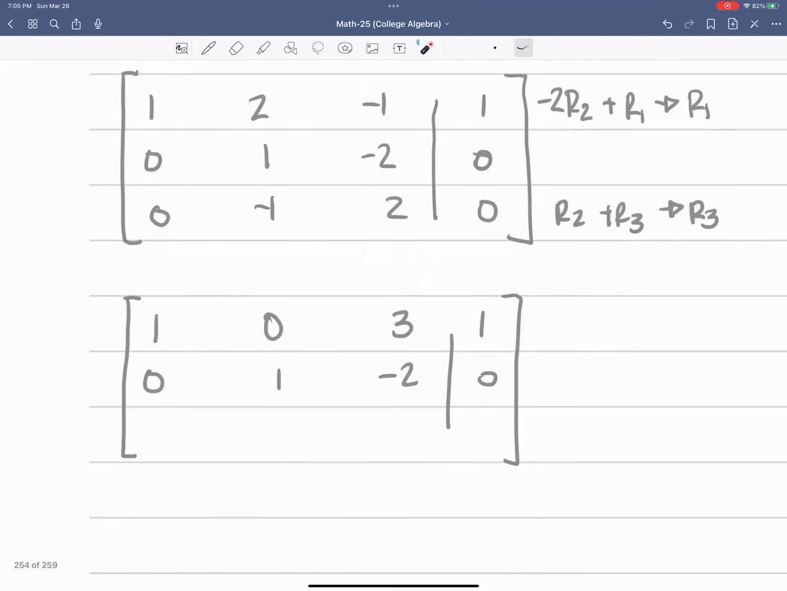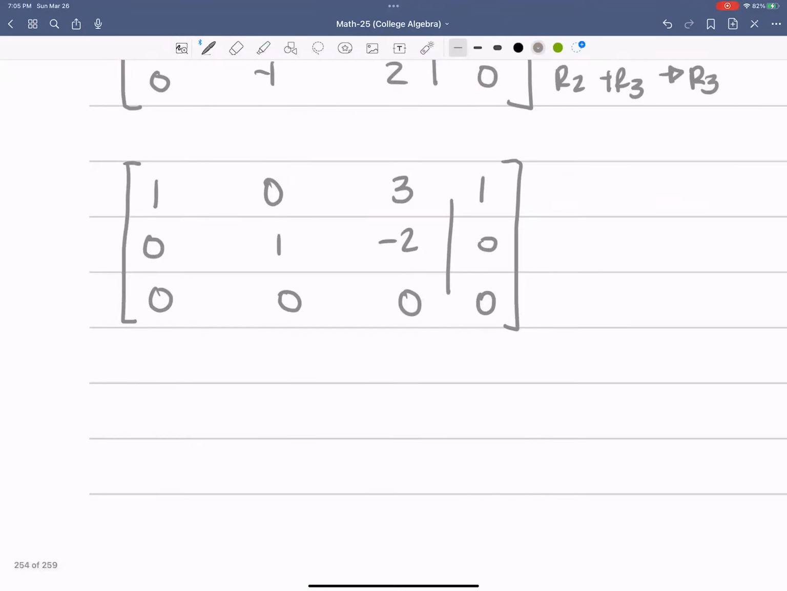And now here for row 3, we're just adding straight down. So we have 0 plus 0 is 0. We have 1 minus 1 is 0. -2 plus 2 is 0. 0 and 0 is 0. So this last equation just showed that we have 0 equal to 0. So that tells us that we have infinitely many solutions.